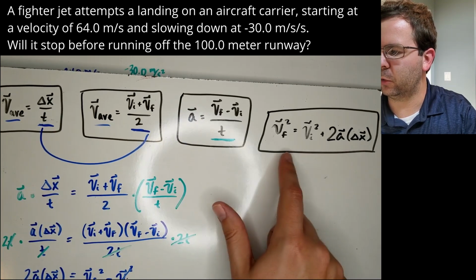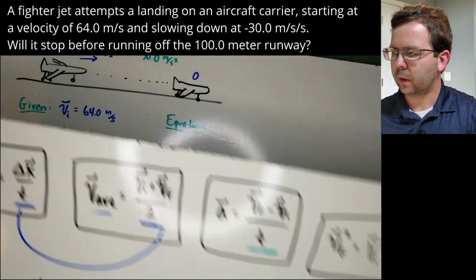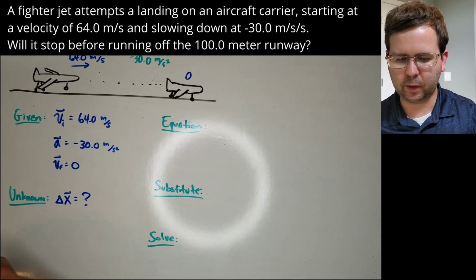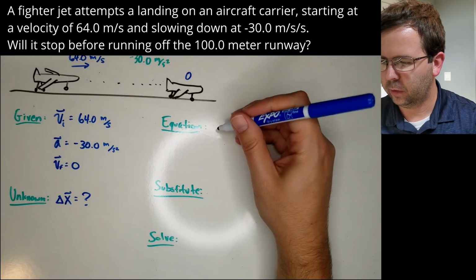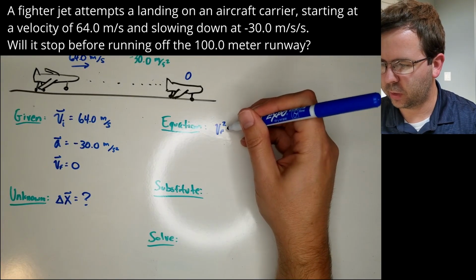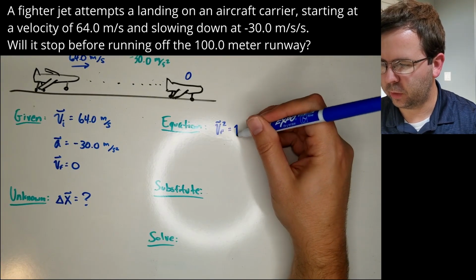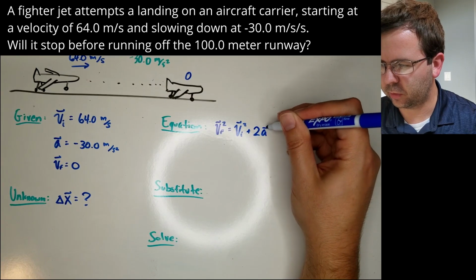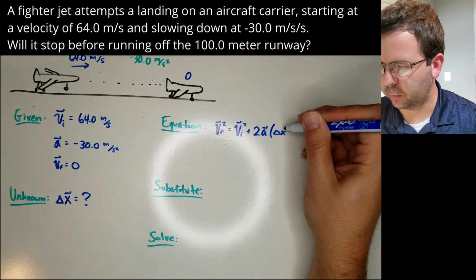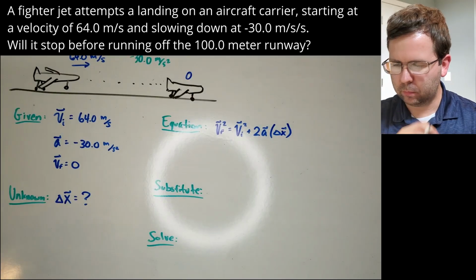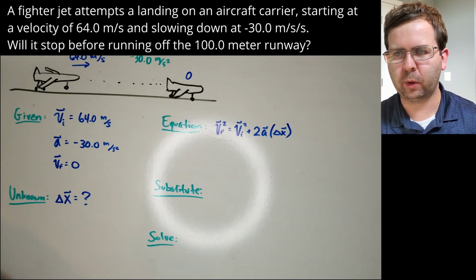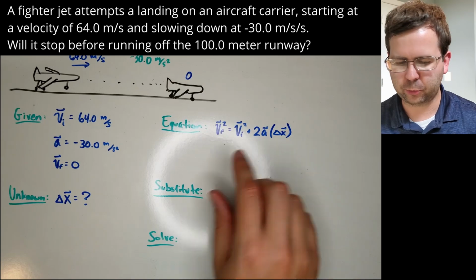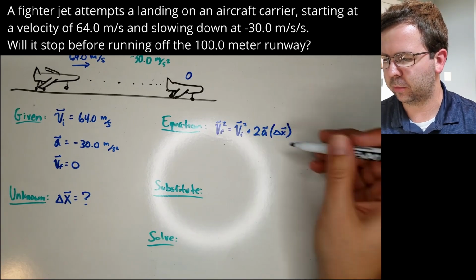So instead, we're going to use this equation over here. So I'll write that down on this board as well. The equation is the final velocity squared is equal to the initial velocity squared plus 2 times the acceleration times the displacement. So I want to rearrange this equation before substituting. I want to solve for the displacement here. So that's going to take a couple of steps actually.